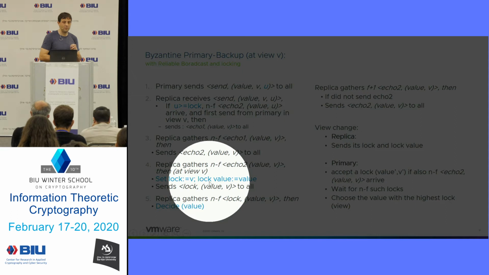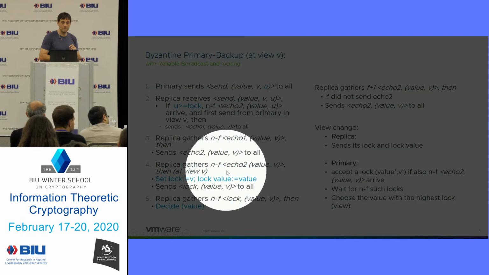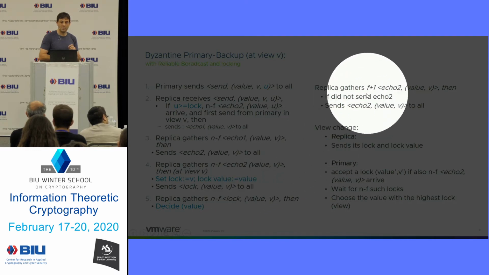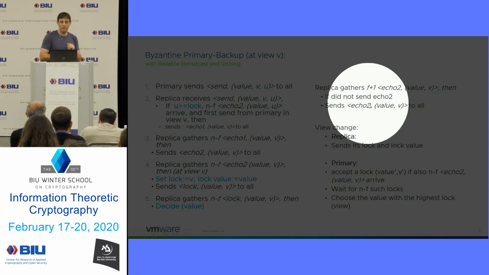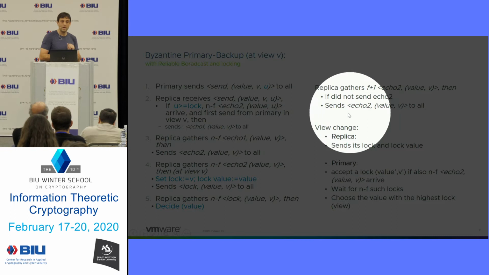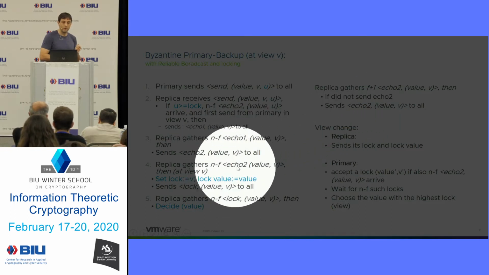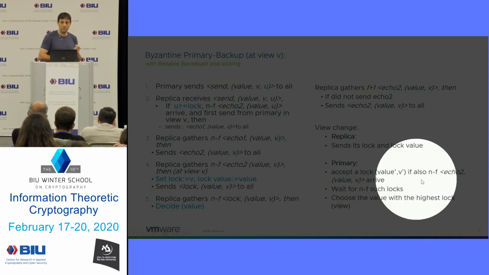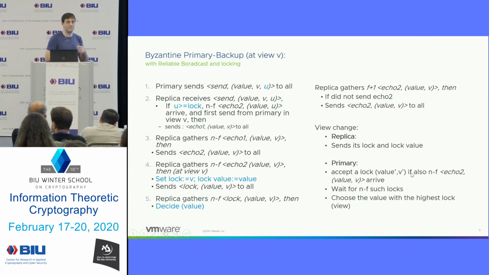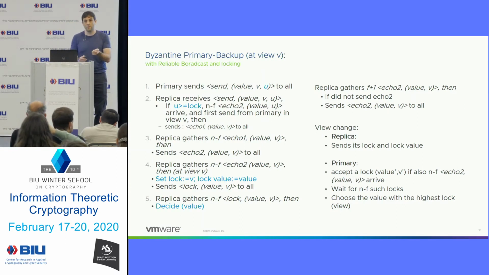And so the property of reliable broadcast is that if I accept a lock, I've seen n minus f echo 2s. And what I'm guaranteed is that everybody else will see f plus 1 echo 2s. Because if I see n minus f echo 2s, then for sure everybody else will see n minus 2f, which is at least f plus 1. And so all the non-faulty will send an echo 2. And if all the non-faulty will send an echo 2, then 1 round later, all the non-faulty will receive n minus f echo 2s. And so this condition will hold. They will receive n minus f echo 2s.